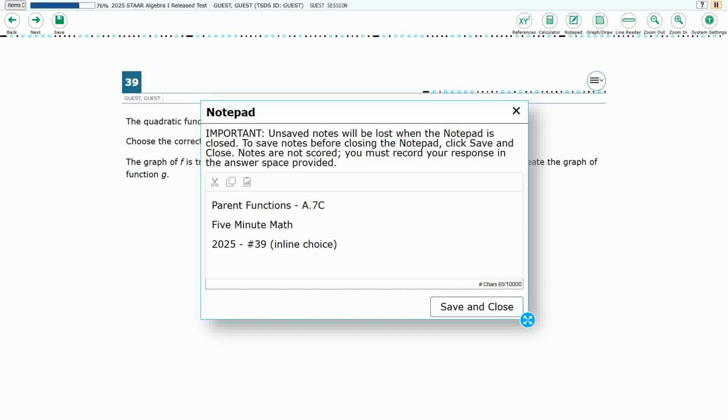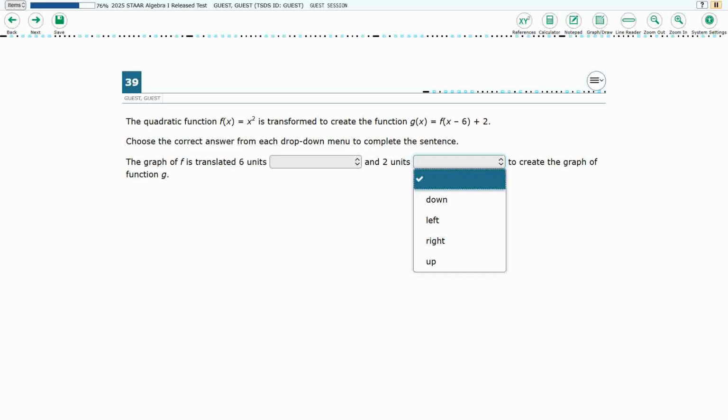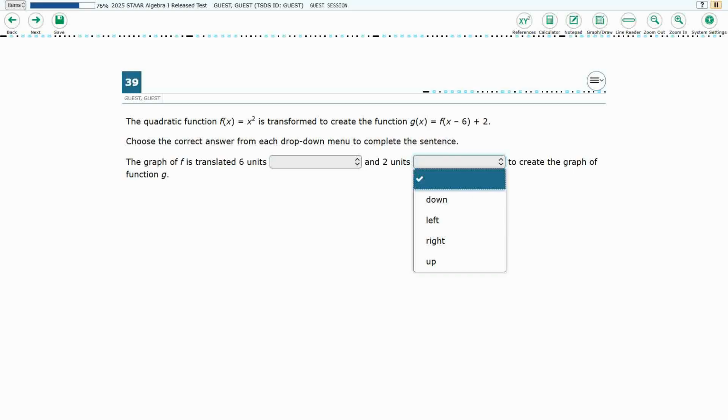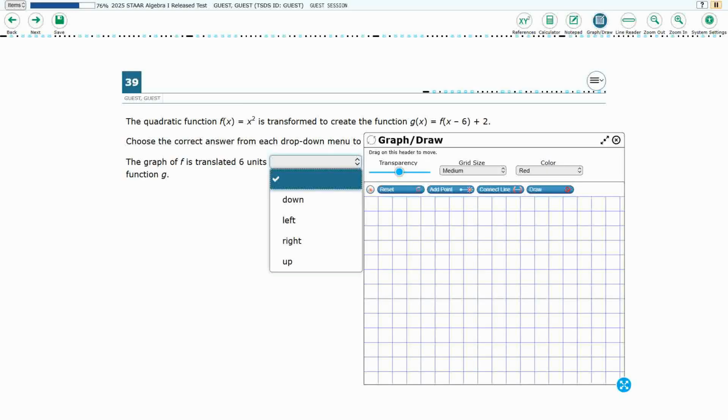Today we are looking at the Algebra 1 concept of parent functions. This is standard A.7C in the great state of Texas, and we are using item number 39 from the 2025 released STAAR test. This is a new item type called inline choice, and if you haven't done so already, please go ahead and take a moment to pause the video, work this problem out on your own, unpause it, and we will look at our answers together.